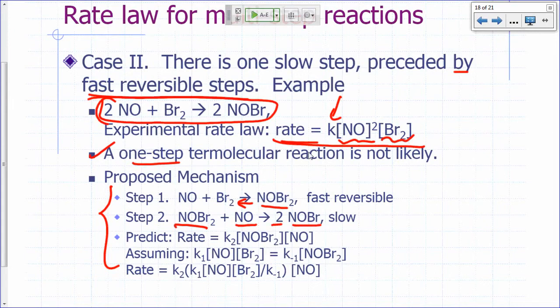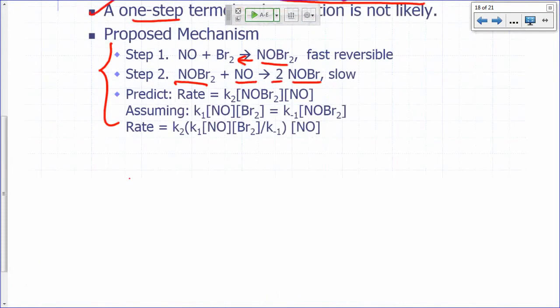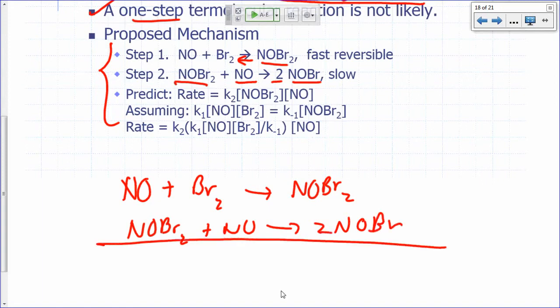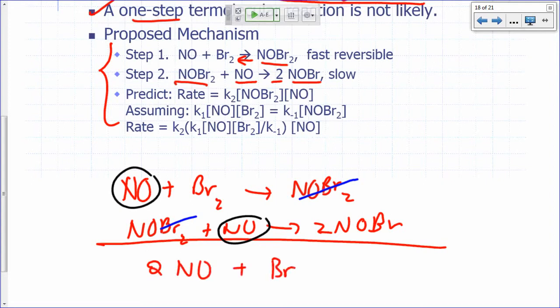So if you combine these two, what do you see? The overall reaction is NO plus Br2 gives you NOBr2, and NOBr2 plus NO gives you 2 NOBr. If you combine these two, your NOBr2 cancels out, and your overall reaction has two NOs plus Br2 yields 2 NOBr.